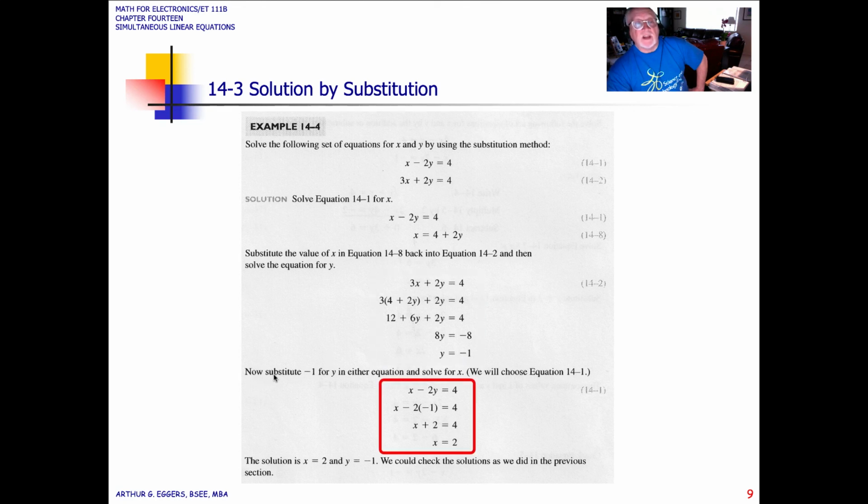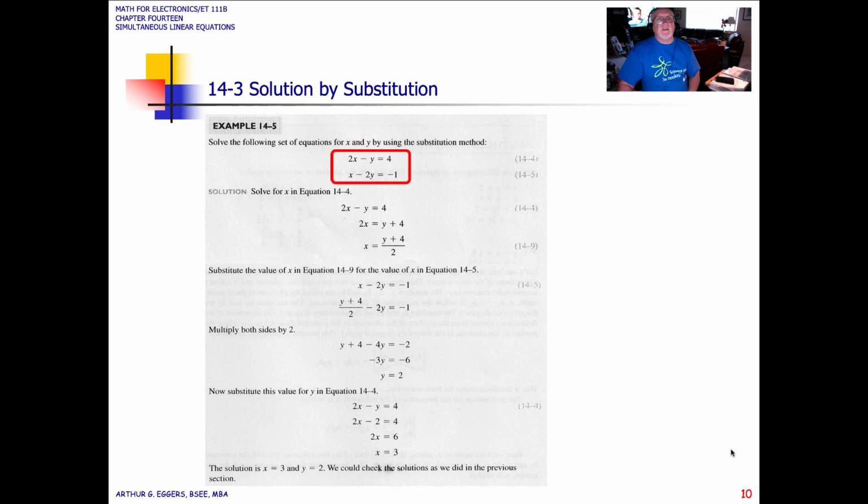So now we can, again, do a check here and solve for x. Substitute that minus 1 for y into either equation. We're going to put it in the first equation. So x minus 2y equals 4 gives me x minus 2 times minus 1 equals 4, and I get the same value of x equals 2. So the solution, x equals 2, y equals minus 1, is the same as we've seen before for the other two methods. Again, we can check this by inserting those values into the expression. Okay?